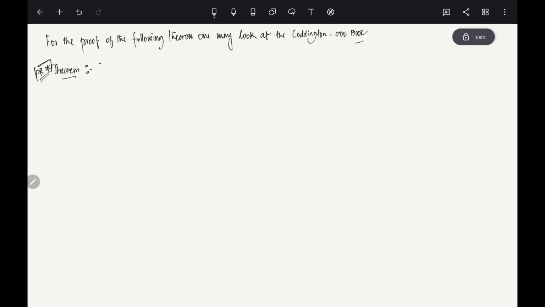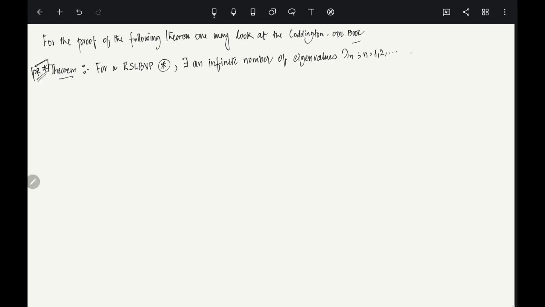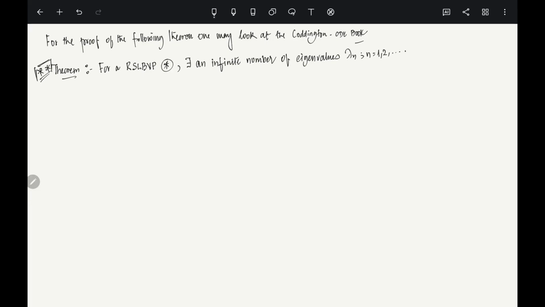Okay, so what we have is this. For a regular Sturm Liouville boundary value problem, the one marked with a star, the problem which we are talking about, there exists an infinite number of eigenvalues lambda n, where n equals 1, 2, and it goes on. Clear? So basically what it is saying is this. We really do not care what p, q, r are. You can always get an infinite sequence of eigenvalues lambda n.